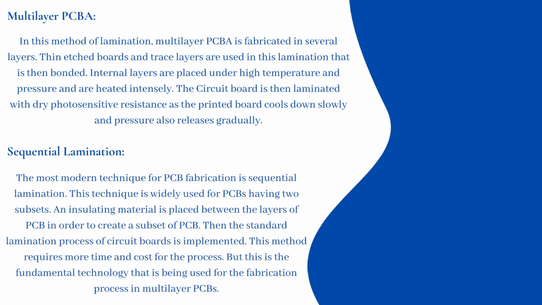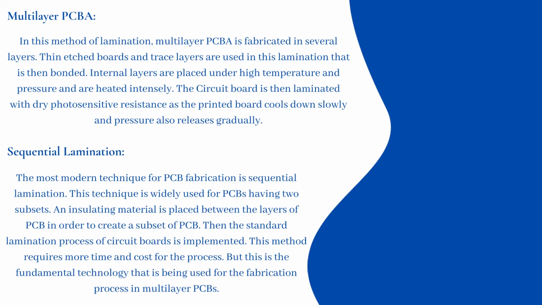Multilayer PCB. In this method of lamination, a multilayer PCB is fabricated in several layers. Thin etched boards and trace layers are used in this lamination and are then bonded. Internal layers are placed under high temperature and pressure and are heated intensely. The circuit board is then laminated with dry photosensitive resist as the printed board cools down slowly and pressure also releases gradually.